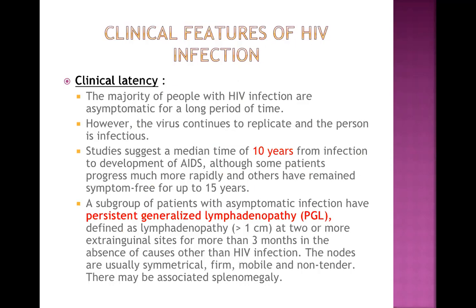There is one particular term in this clinical latency phase, which is called persistent generalized lymphadenopathy. Now remember, when we talk about the causes of generalized lymphadenopathy in the human body, HIV and AIDS is definitely one of the important causes. So your answer is right here. These nodes are usually symmetrical, firm, mobile, and non-tender. These are the important features of any viral infection which causes lymphadenopathy. There may be associated splenomegaly as well. So these are some of the important features of PGL, which is an important part of clinical latency, the latent phase.